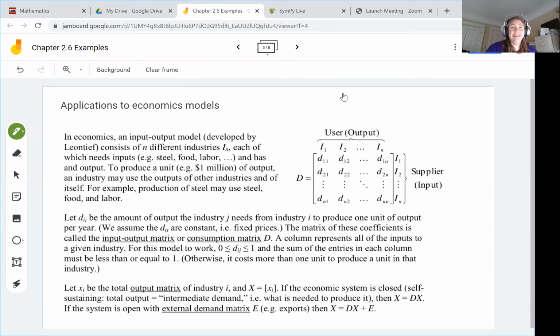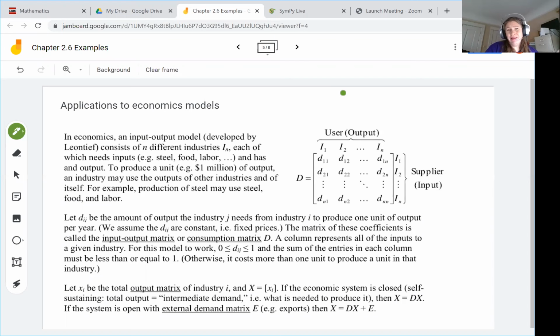In this video, we continue with Chapter 2.6 and take a look at applications to economics models. Our learning objective for this video is to use matrix algebra to analyze an economic system. In this case, we're going to look at the Leontief input-output model.